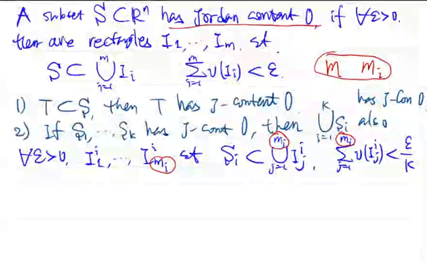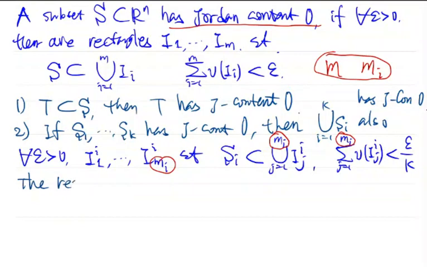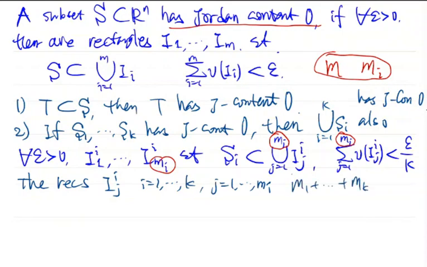So for every i, we can find m_i rectangles covering S_i, with total volume less than epsilon over k. Now, the rectangles I_ij for i from 1 to k, and j from 1 to m_i. These are m_1 plus ... plus m_k rectangles, finitely many. This collection of rectangles covers the union of the S_i.